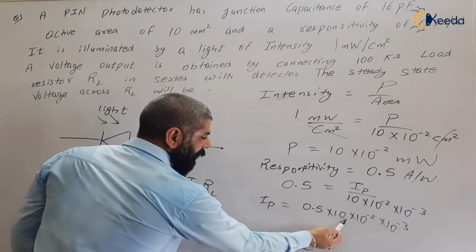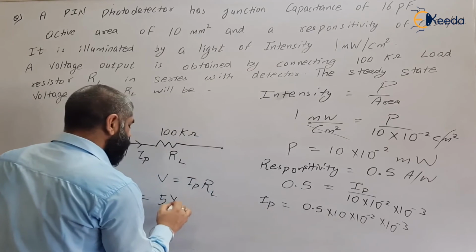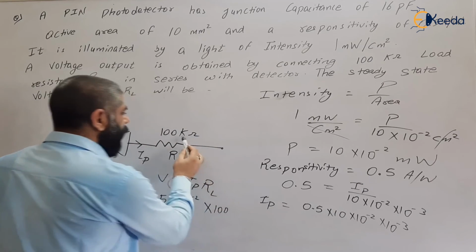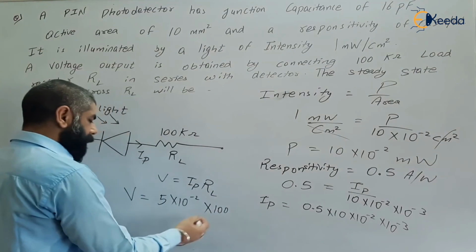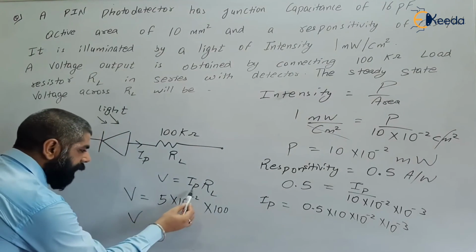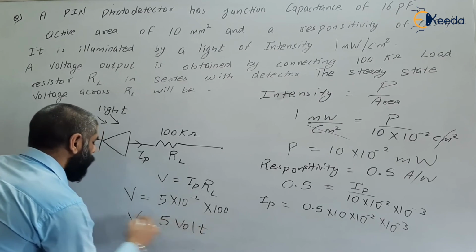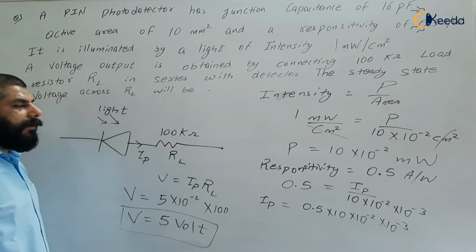So we have 5 into 10 raised to minus 2 into 100k. The k and the 10 raised to minus 3 get cancelled. So this is V. Now this 2 will get cancelled, so the output voltage will be 5 volt. So the final output voltage comes out to be 5 volt.